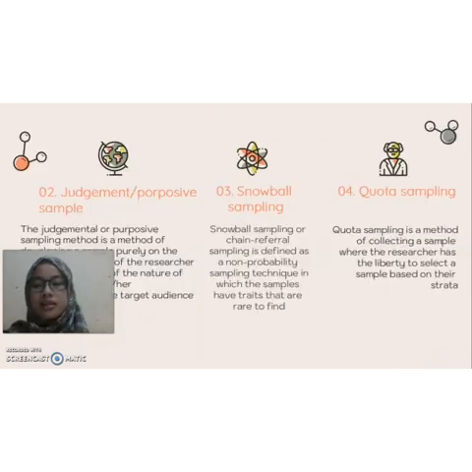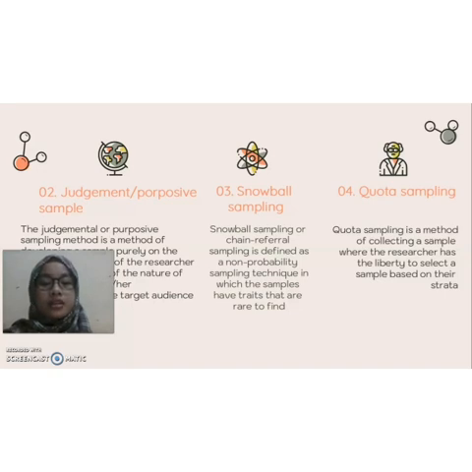Next, the second is judgment or purposive sampling. The judgment or purposive sampling method is a method of developing a sample purely on the basis of the discretion of the researcher, purely on the basis of the nature of the study along with his or her understanding of the target.